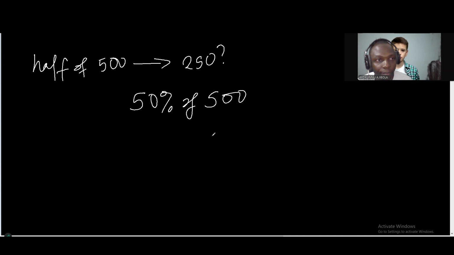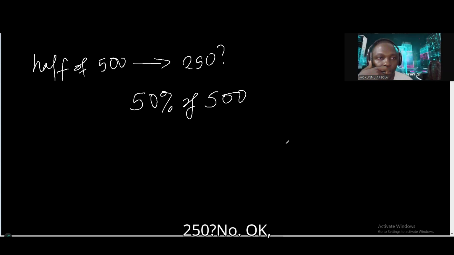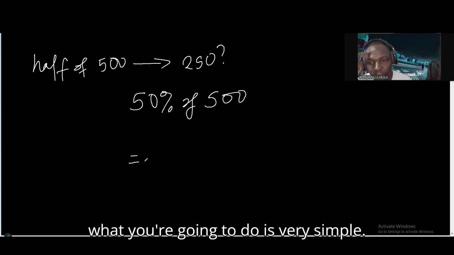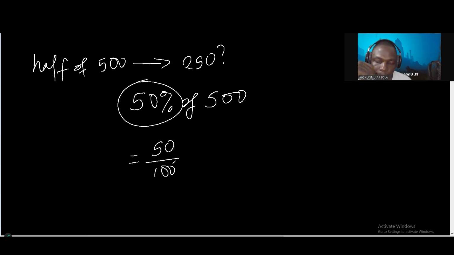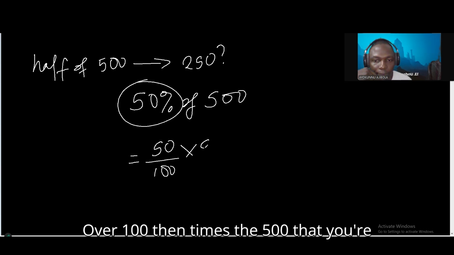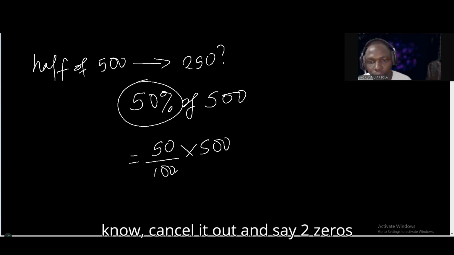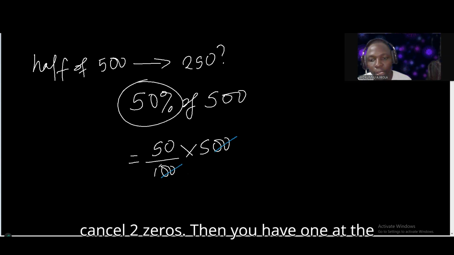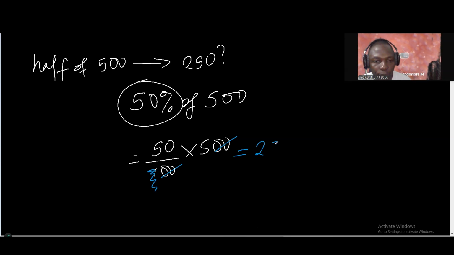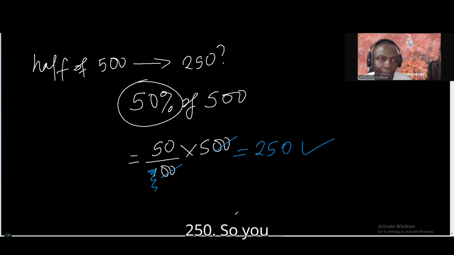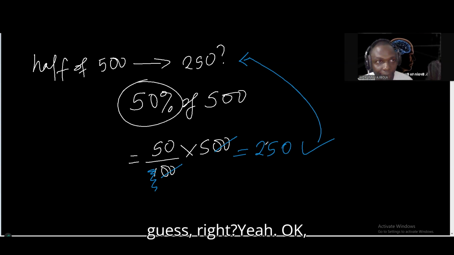That is the question. Do you know how to work it out to get the 250? No. Okay, what you're going to do is very simple. Whenever you see percentage, it means over 100. Then times the 500 that you're given. Then you can quickly cancel it out: two zeros cancel two zeros. Then you have one at the bottom, which doesn't make any difference. So 50 times 5 is what? 250. So you can see we are able to work out our answer, right?